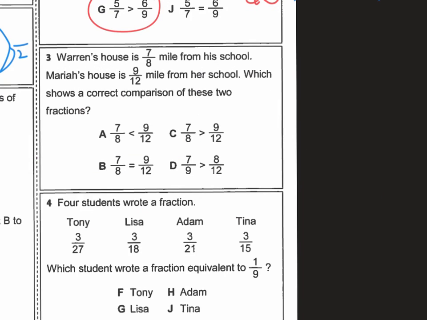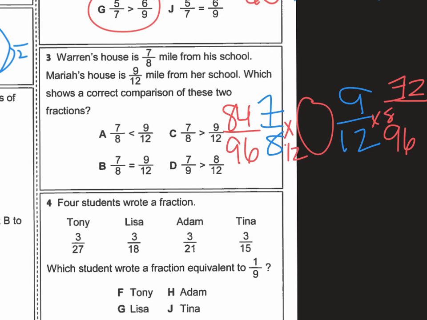His house is 7/8 mile from his school. Mariah's house is 9/12 mile from her school, which shows a correct comparison of these two fractions. So we're looking at 7/8 and 9/12. After multiplying both denominators, we got a 96. So now we're comparing 84 and 72, and notice that 84 is greater than 72, which means that 7/8 is greater than 9/12, and the correct answer here is C.